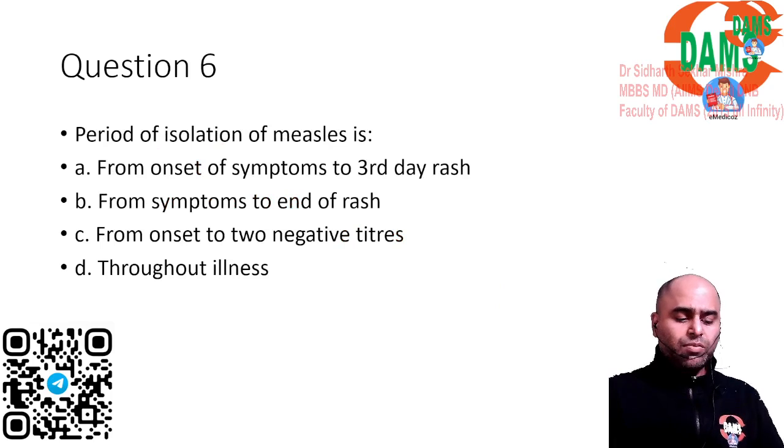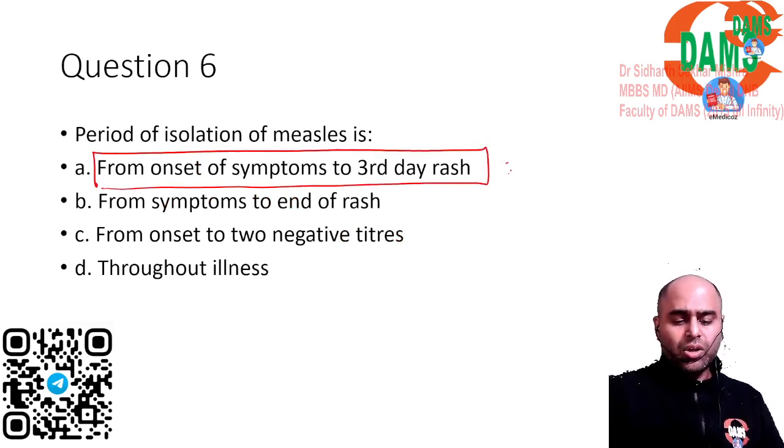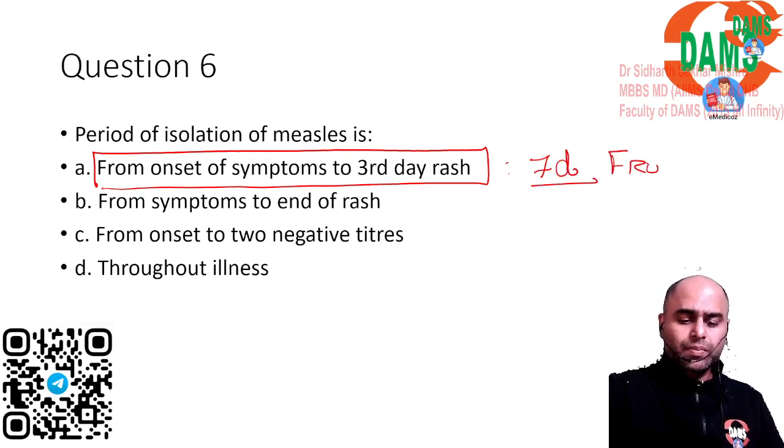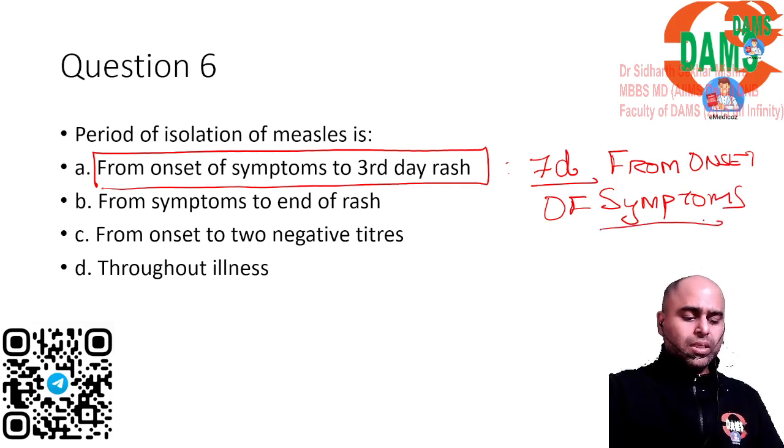Period of isolation of measles is from the onset of symptoms to the third day of rash, or another way of expressing it is 7 days from onset of symptoms. In either way you can get a question, so you should know this.